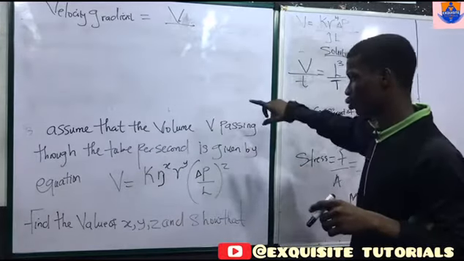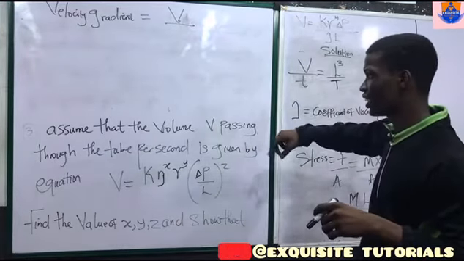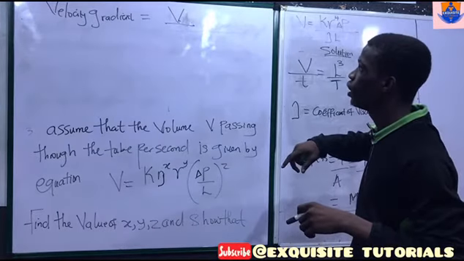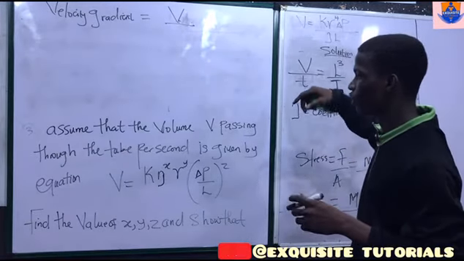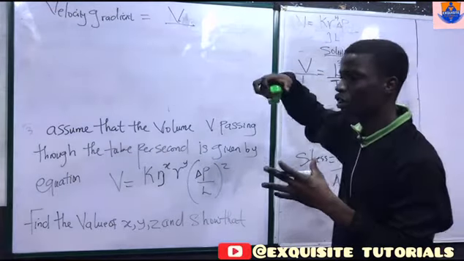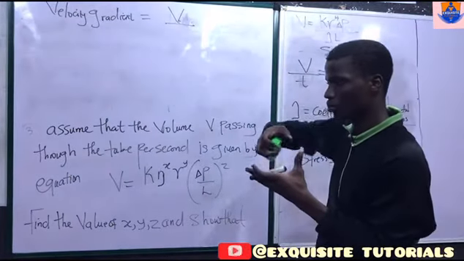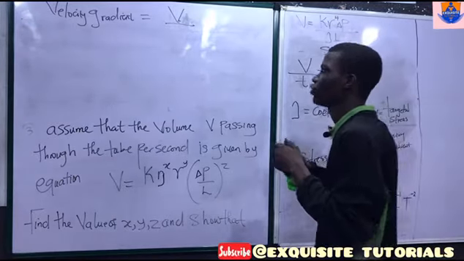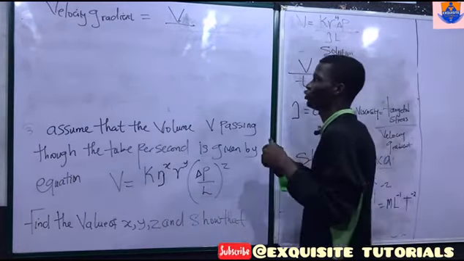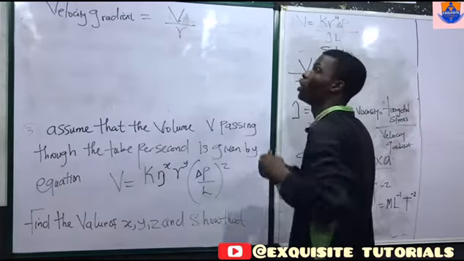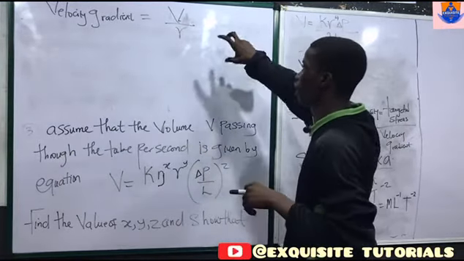If you look at the question, it's trying to talk about a liquid placed in a container, something that involves liquid placed in a container. For that kind of case, I don't think you have to use anything length. That kind of case involves radius. So our velocity gradient is V over R in this case.